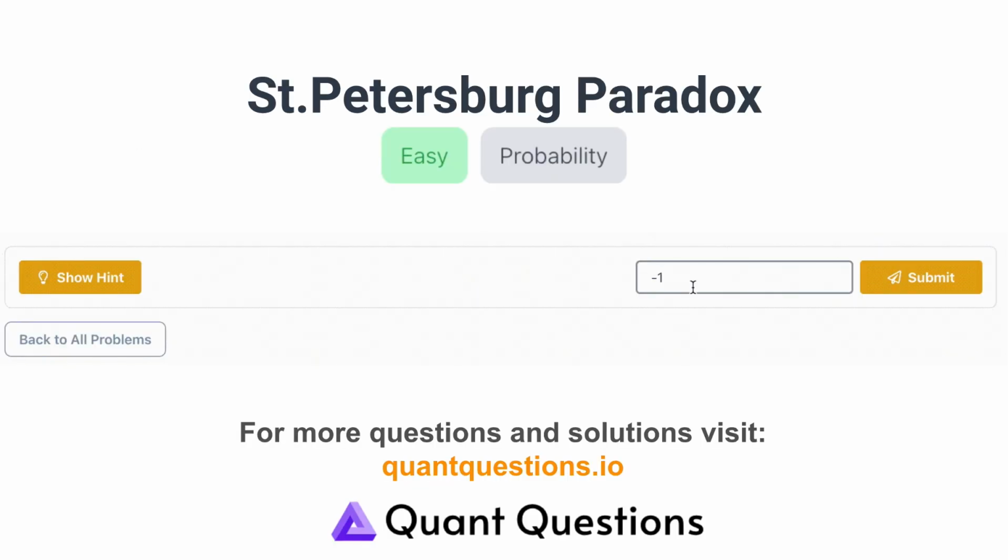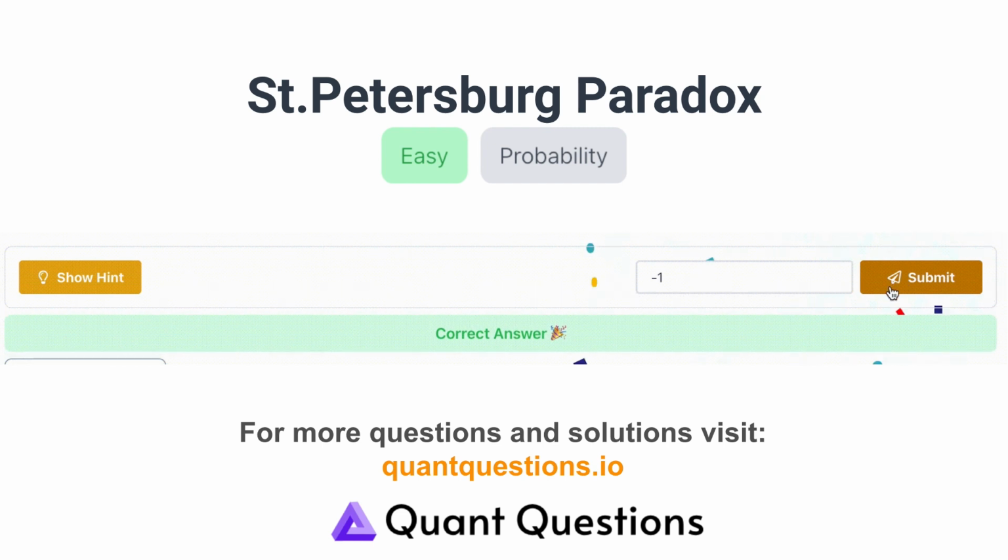So you see this yourselves, when you enter -1 into quantquestions.io, you get that's the correct answer.